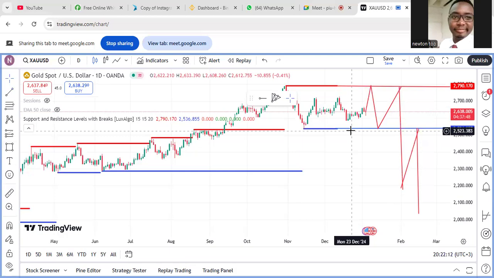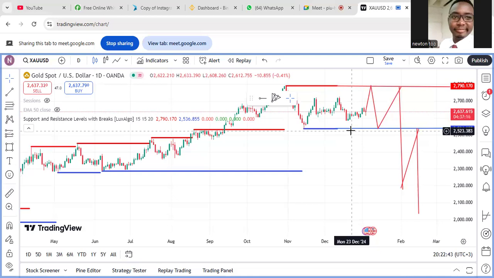Yeah, guys, TradingView is one of the best platforms to analyze. How many have got problems with registering with TradingView? Yeah, it's very easy, guys. You don't need to register. You just log in with the email.